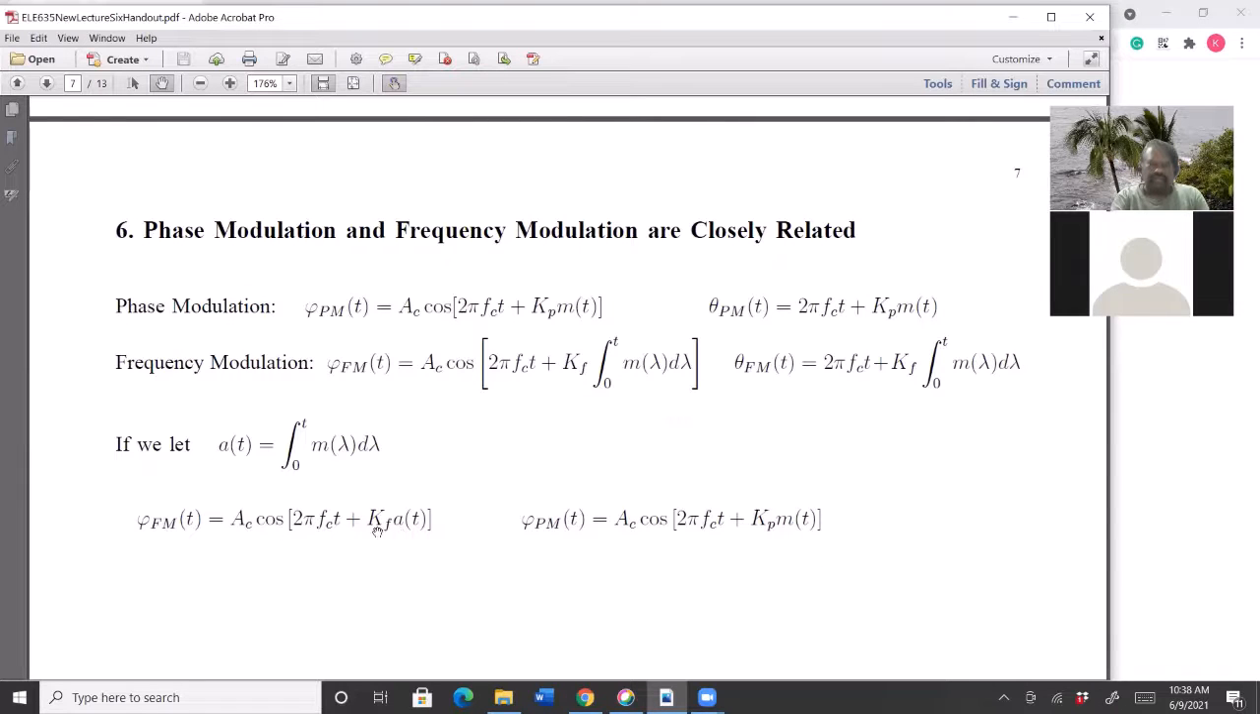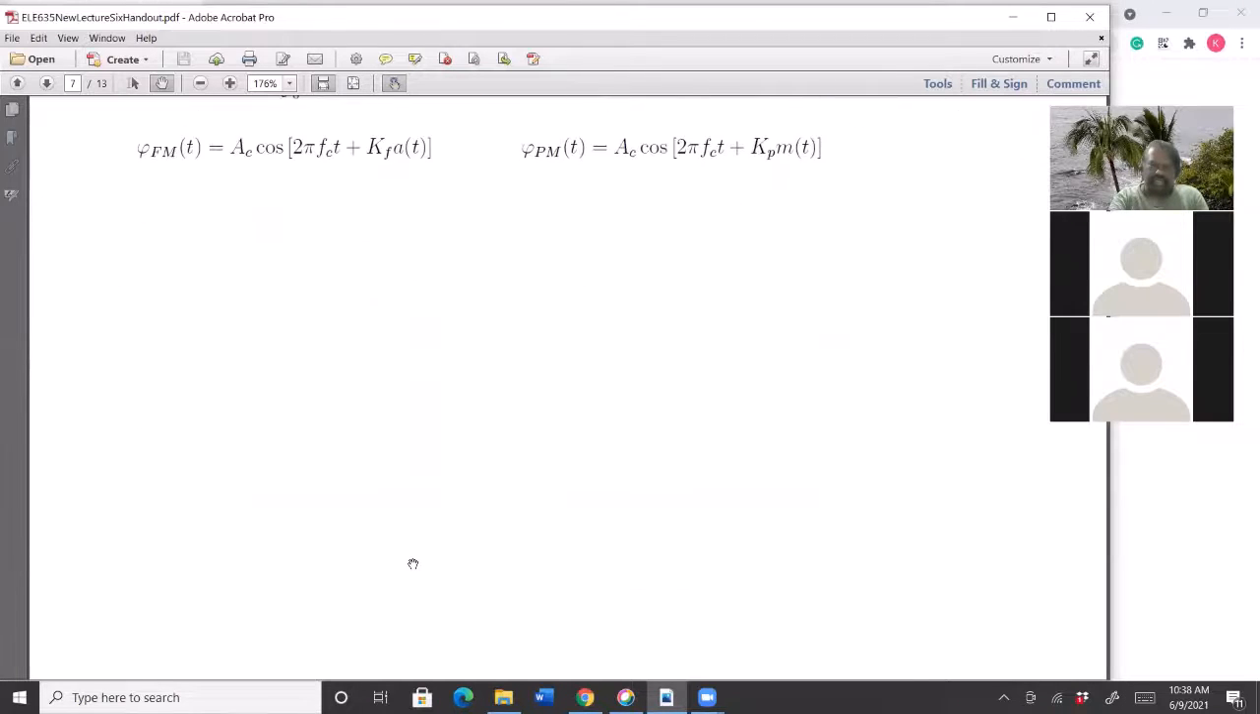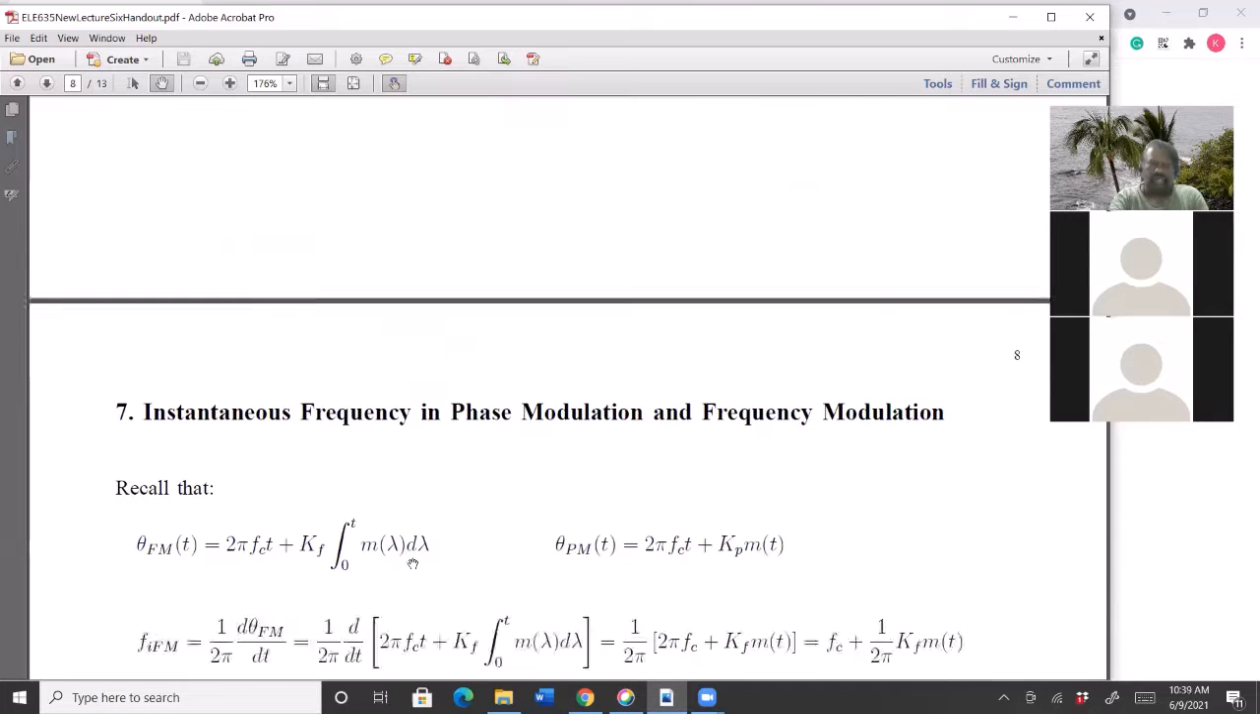Okay, so let me repeat. This is the equation for FM. This is the equation for PM. The only difference is the constants have different names. This is KP, this is KF. In the FM equation, the message signal is integrated. Okay, all right. Let's see how this is going to complicate more.